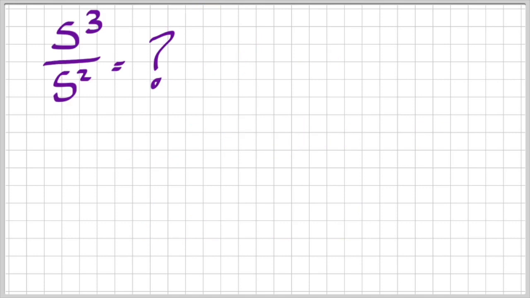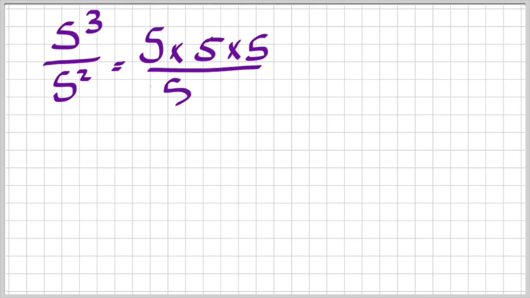So what happens if I've got 5 to the power of 3 divided by 5 to the 2? I think you know what I'm going to say. If you don't, I am going to say, go back to the definition. What is the definition of 5 to the 3? Well, that's 5 times 5 times 5. And if I divide it by 5 to the 2, which is 5 times 5, I can divide top and bottom by 5s. Once, twice.